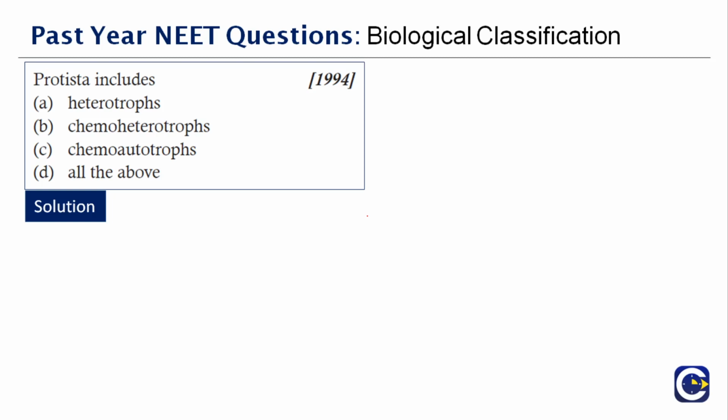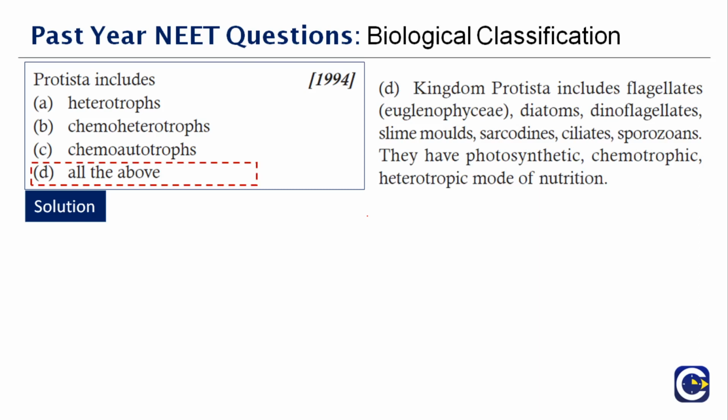We already saw about the kingdom Protista. When we talk about slime molds and all, they are single-celled unicellular organisms which resemble fungi, but yet they are not placed along with fungi. So Protista is a combination of everything. You not only have algae in it, but also you have other things which also come under this group. Therefore, it consists of a combination. Hence, heterotrophs, chemoheterotrophs, chemoautotrophs. Therefore, the correct answer to this question is option D, all the above.